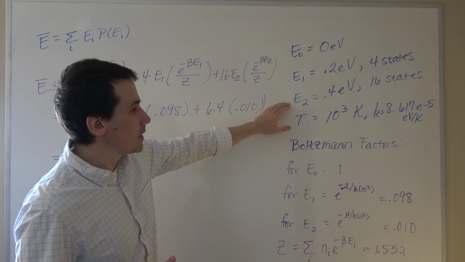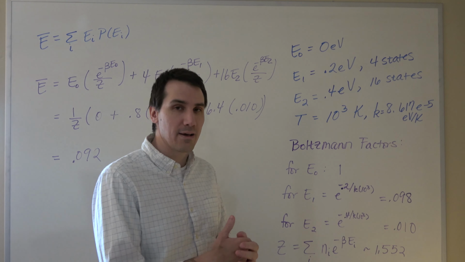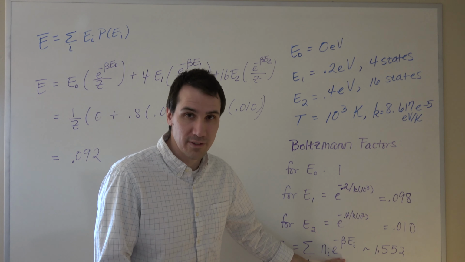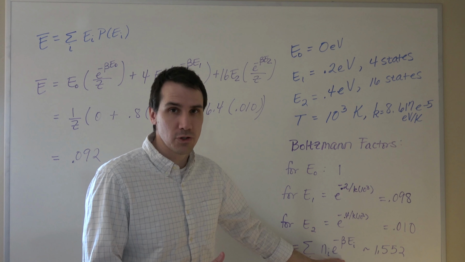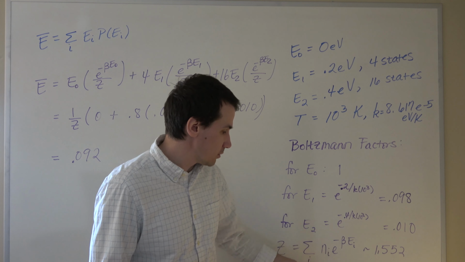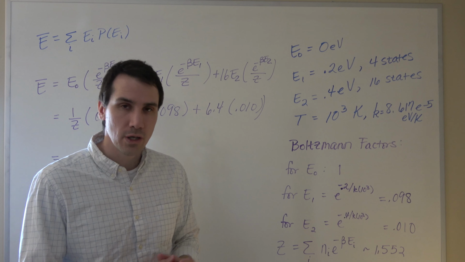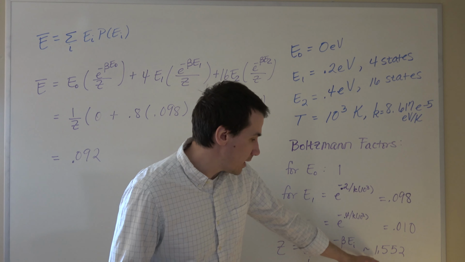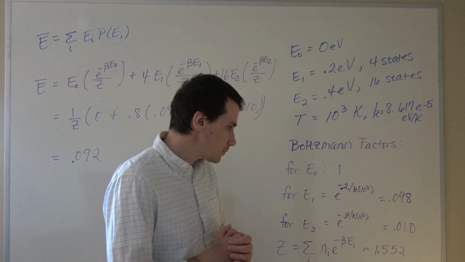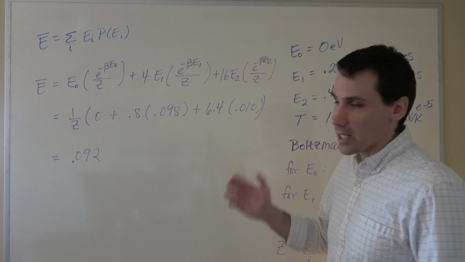The same thing for the E2 state. That is going to have a degeneracy of 16. So we're going to add 16 Boltzmann factors into our partition function, which is the same as adding the Boltzmann factor for energy level 2 multiplied by 16 into our partition function. When we add all of these together, we get a partition function of 1.552.